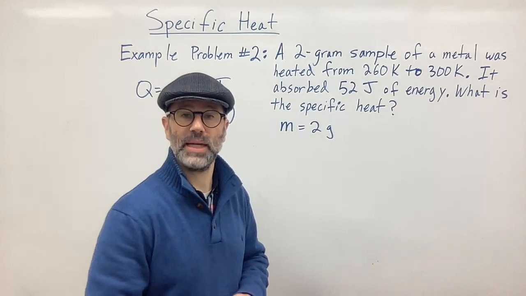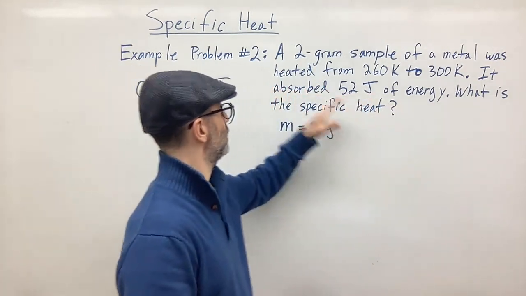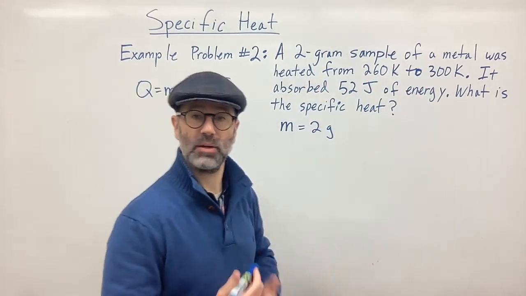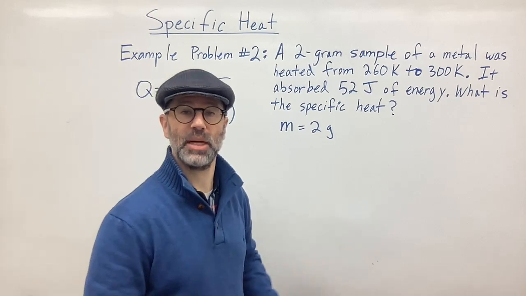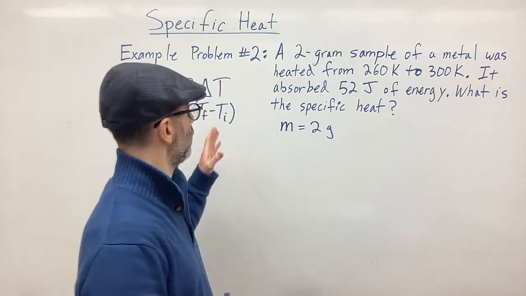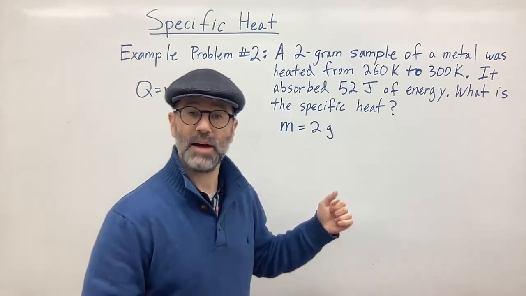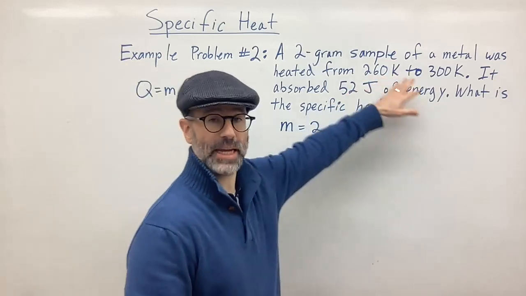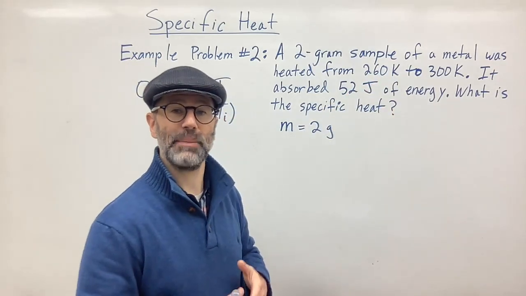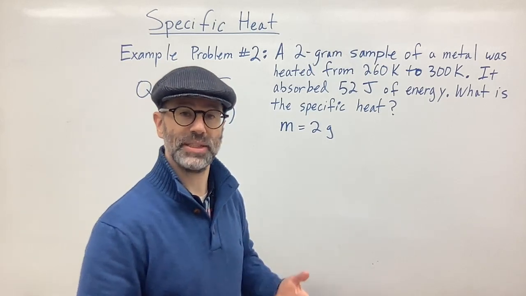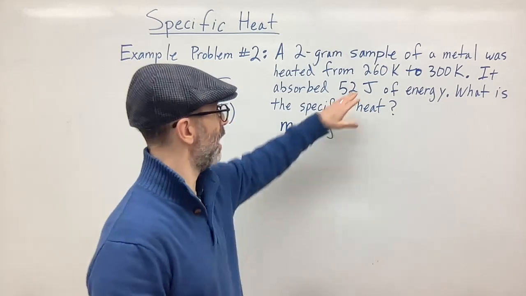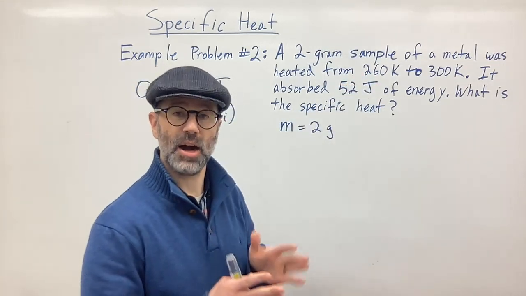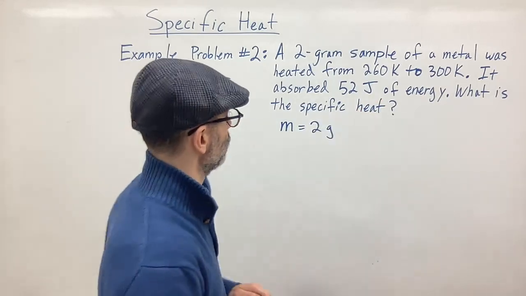Okay, so what's next? So this 2-gram sample of metal was heated from 260 to 300. So it's gaining heat. So that allows us to find the change in temperature. Remember, we want specific heat to have degrees Celsius in it. So in this case, remember that the change in the Kelvin temperature is the same as the change in degrees Celsius. So it's the same. So you don't need to convert to degrees Celsius and then do the change, because the units are the same size. So we can just find the difference here.